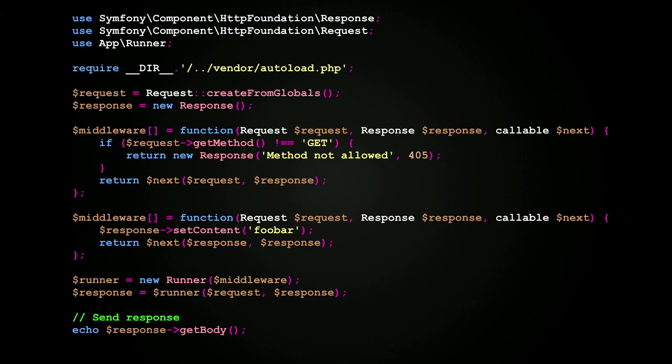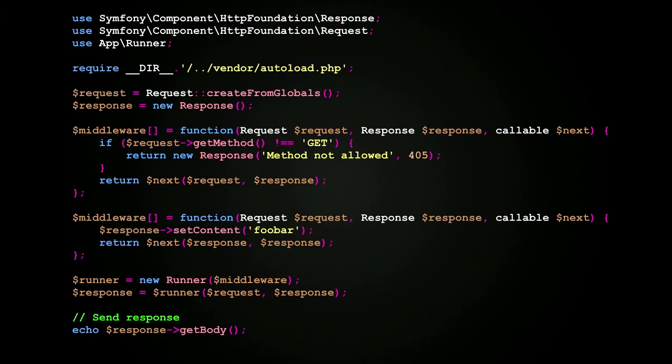This is my index file. What I'm doing is getting a new request from globals, and then I define 2 anonymous functions. The anonymous functions have 3 parameters: the request, the response, and the next function. In this instance, I'm just saying if the request method is not a GET, I just throw "you're not allowed here." And if I get to the second anonymous function, I just add some foobar content to the response.